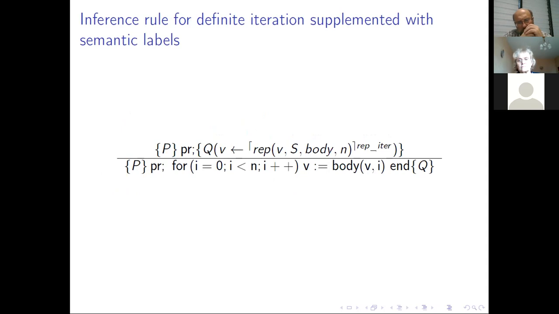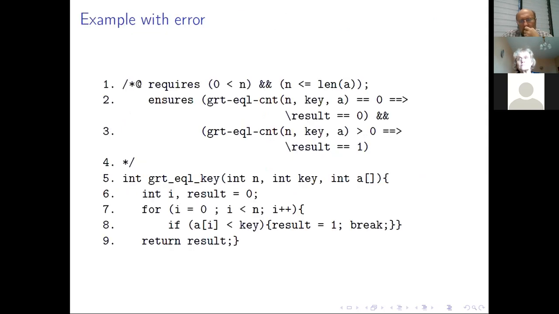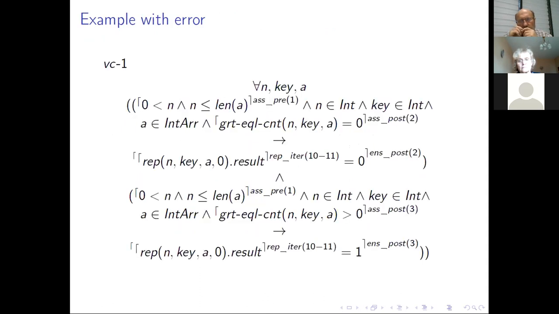We define a partial version of the inference rule for definite iteration. This inference rule differs from the source one by supplementing it with semantic labels in the rep function. Let us consider the same example. We have inferred verification conditions supplemented with semantic labels for this program.